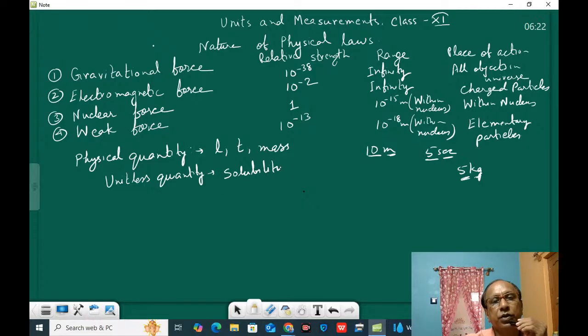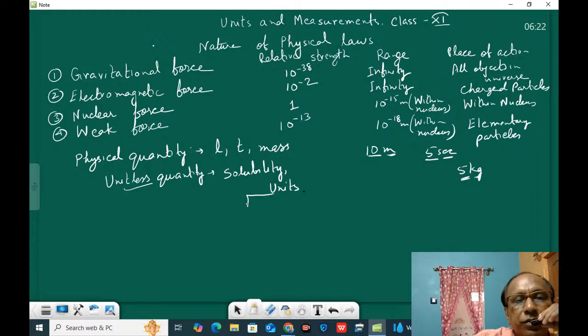Solubility has no unit, right? In this way, we can find some unitless quantities also. Besides that, we have two types of units. Units can be divided into two parts. The first one is the fundamental unit, and the second one is the derived unit.